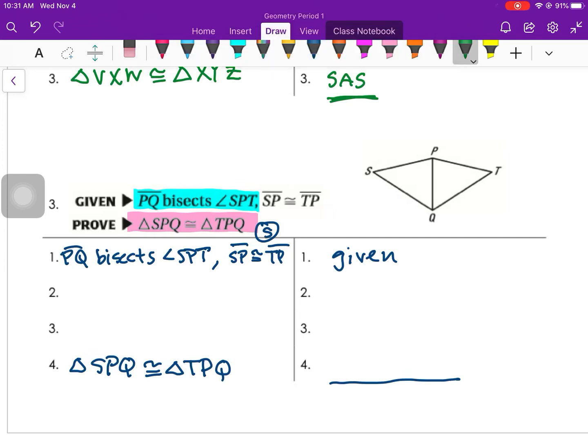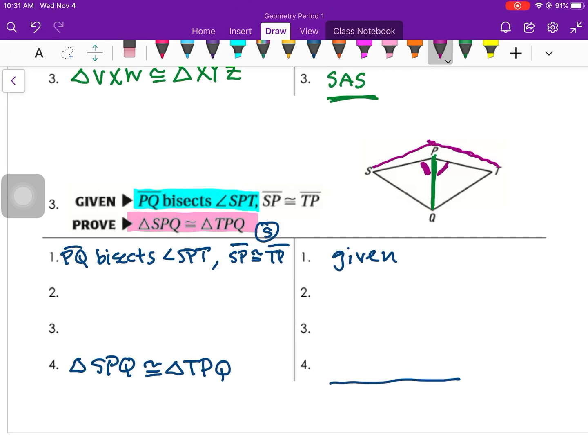So I've got a side here. I'm going to put that in. I need to find either 2 more sides, or an angle and a side. Let's see what else we know. It's telling us that PQ bisects. Why is it telling us that? So PQ bisects angle SPT.